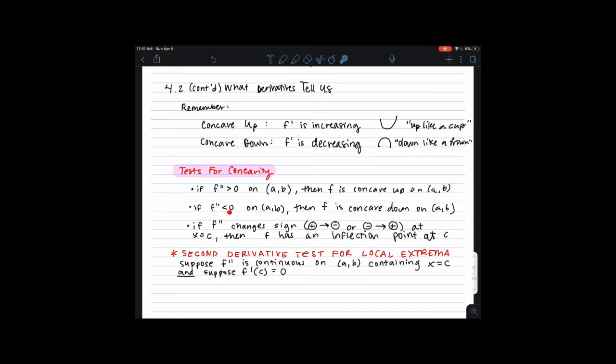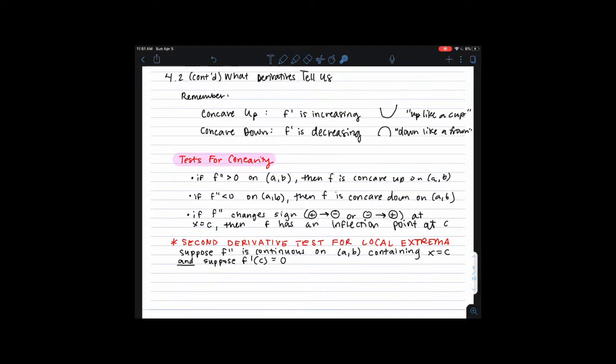Similarly, if our second derivative is negative, that is, the change in slope is negative, our slopes are decreasing, which means we have f as concave down on a to b. Finally, if our second derivative changes from positive to negative, or negative to positive, at some point x equals c within our interval, then we know that f has an inflection point at c. So last time we kind of talked about inflection points. For example, an inflection point would be right here. We change from concave up at the bottom to concave down at the top. Okay? So this point right here would be an inflection point c.